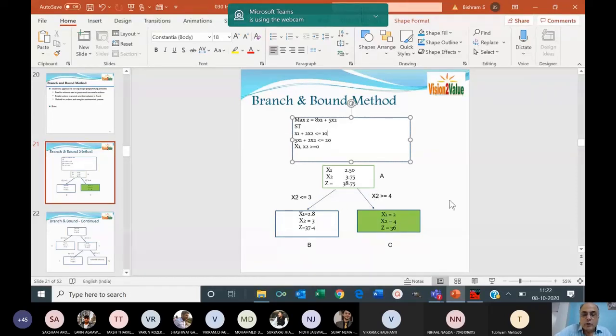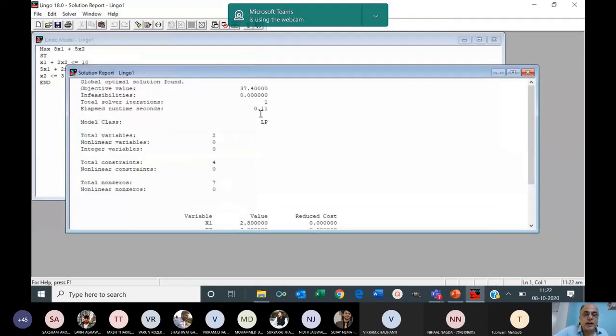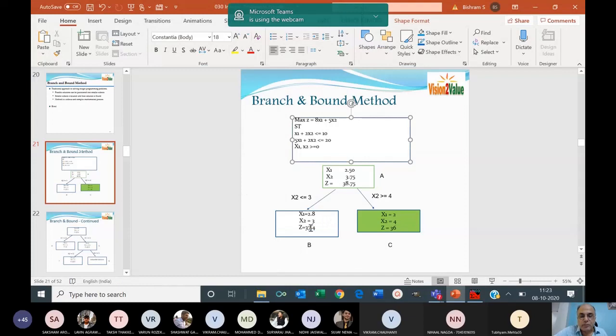Instead of x2 equal to 4, we replace it in our LINGO with a new constraint: x2 is less than or equal to 3. So here we write less than or equal to 3 and solve this problem. If you solve it, you get a solution: z is 37.4, x1 is 2.8 and x2 is 3.